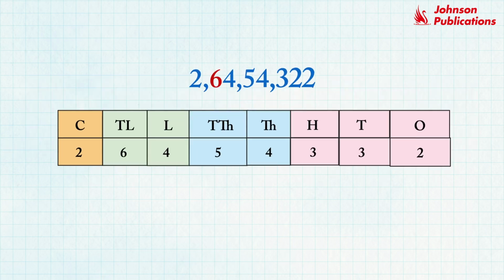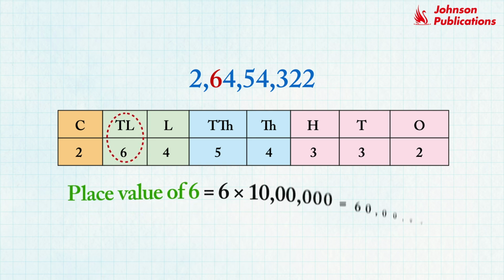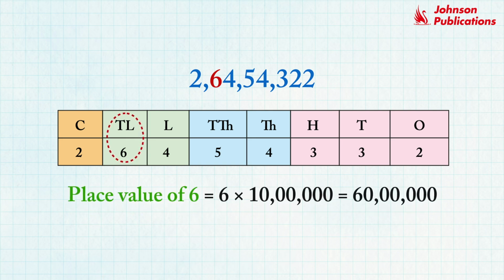For example, let us find the place value and face value of 6 in this number. 6 is in the 10 lakh place. Its place value is 6 multiplied by 10 lakh equals to 60 lakh. The face value of 6 will be 6.